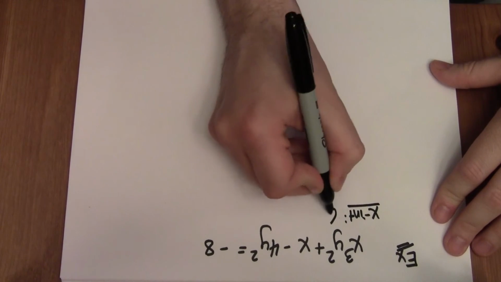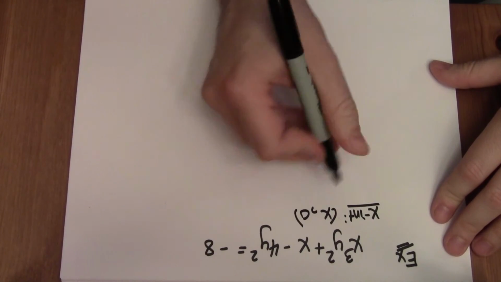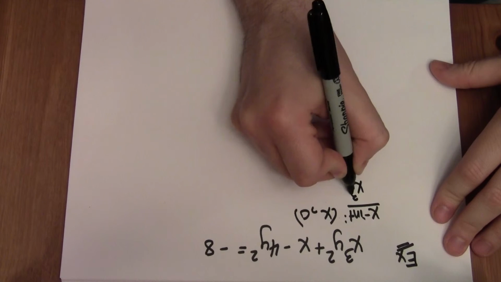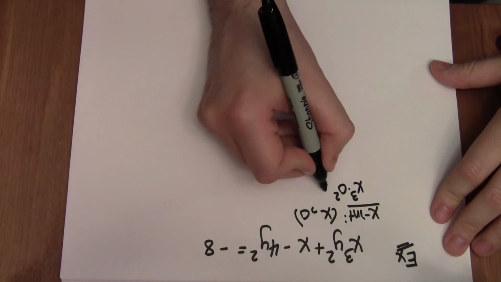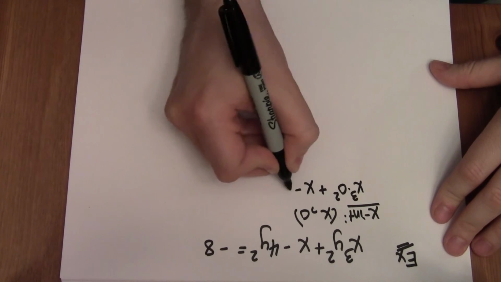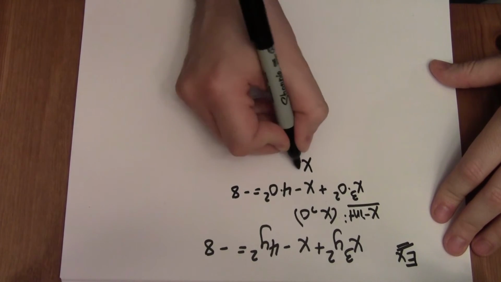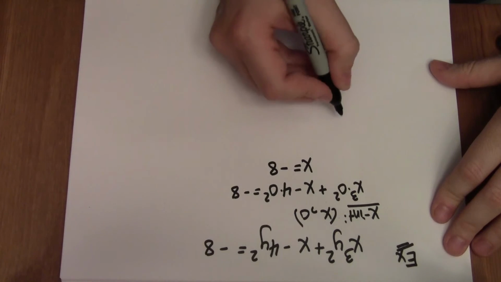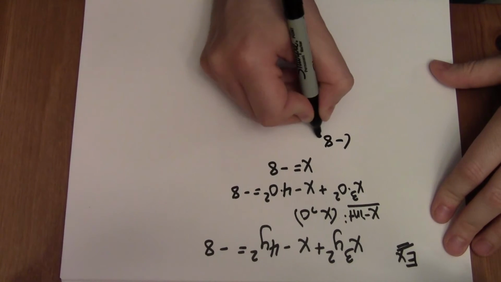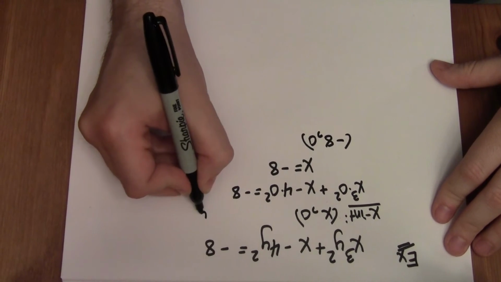Even though it's in a different form, though, we can still use the same idea to find our x and y intercepts. The x-intercept is in the form x comma 0, so plugging in 0 for y, I get x to the third times 0 squared, plus x minus 4 times 0 squared equals negative 8. x just equals negative 8. My x-intercept is negative 8 comma 0.